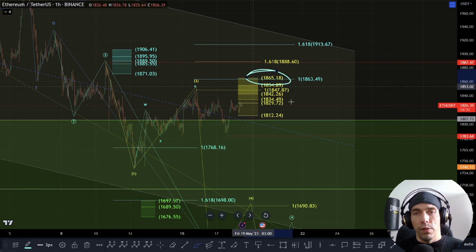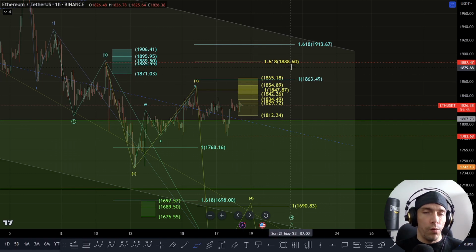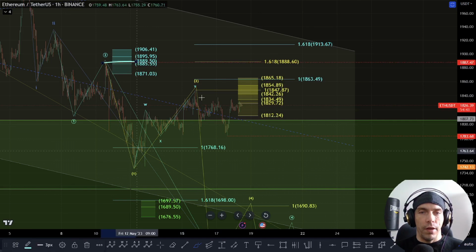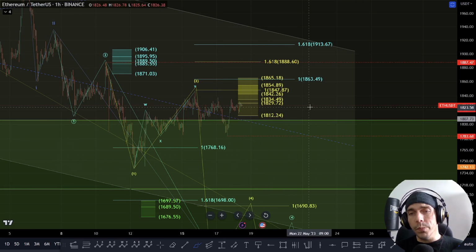Now, once we start to move up past this 1865 level, it becomes less likely that it's going to be a wave 2, but really until we actually hit that invalidation, it is still a possibility. So we need to be aware of that fact.